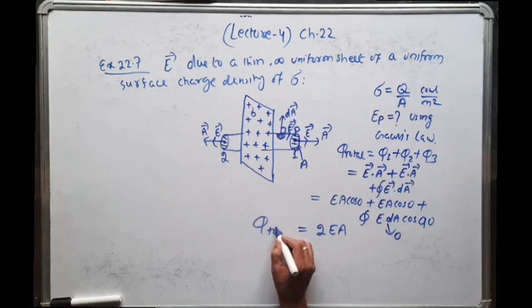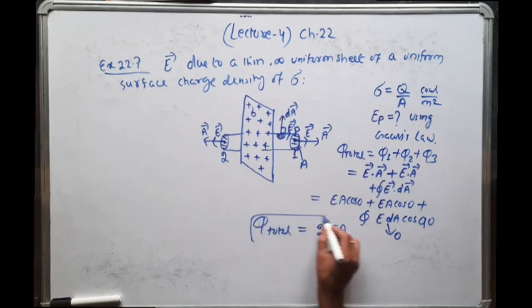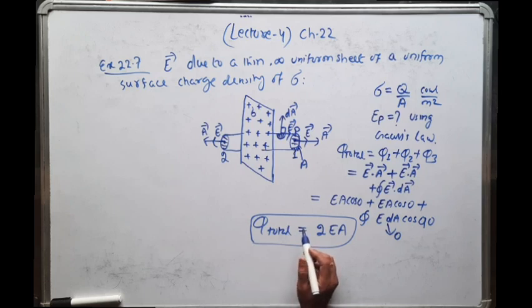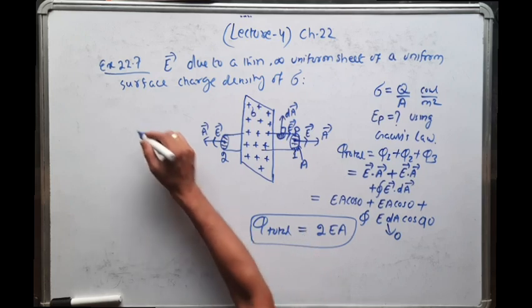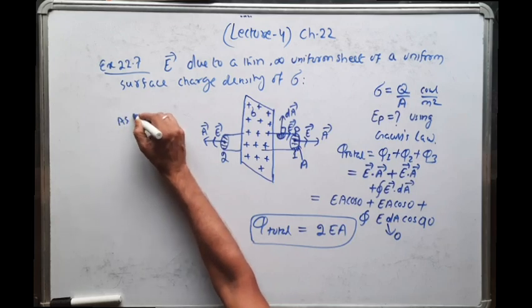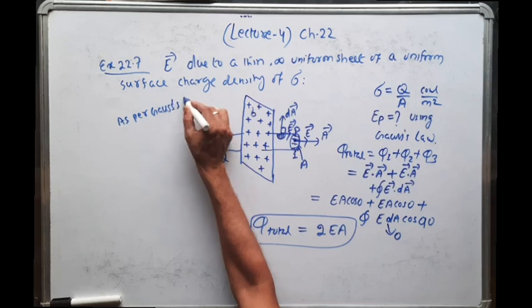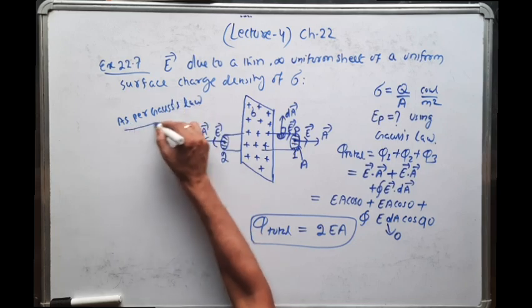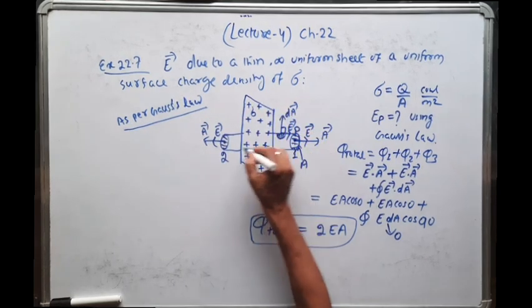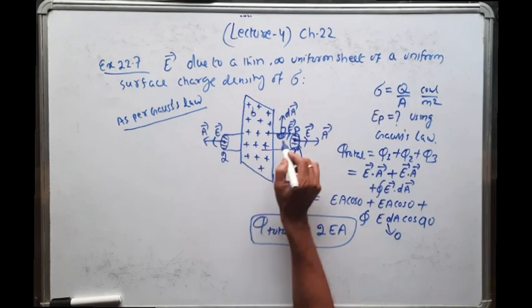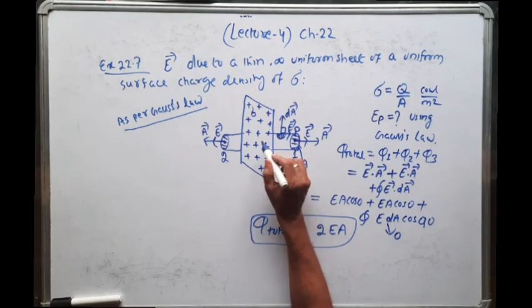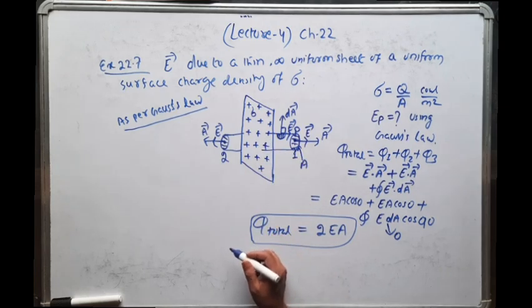to the total flux. So we calculated this flux using which law? Using the mathematical expression of the flux. But as per Gauss law, what is Gauss law? As per Gauss law, the total flux coming out of this Gaussian surface is nothing but the total charge enclosed by the cylinder divided by epsilon naught.